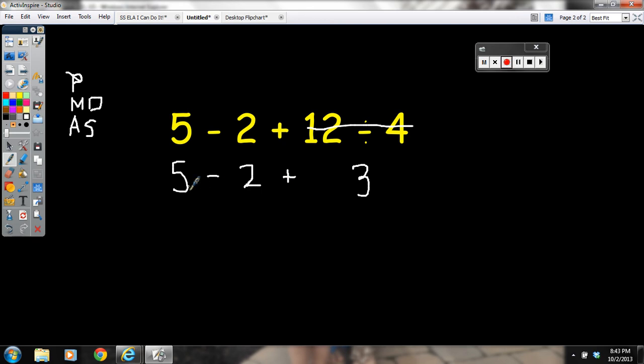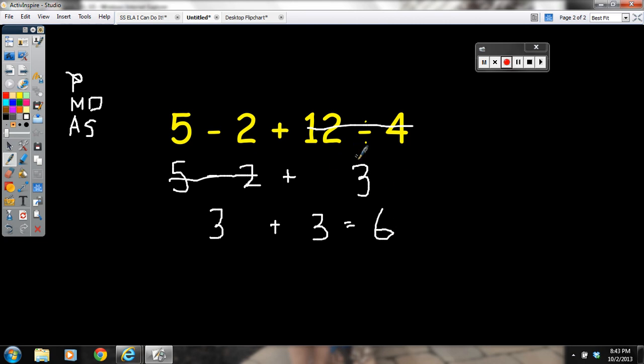So this part of the problem, what we do right now is we do the 5 minus the 2 first, and we get 3. We cross out the 5, the minus, and the 2, and we bring down the addition symbol and the 3, which we haven't used. At this point, we're left with a very basic expression, 3 plus 3, which we know is 6. Therefore, the value of this problem is 6.